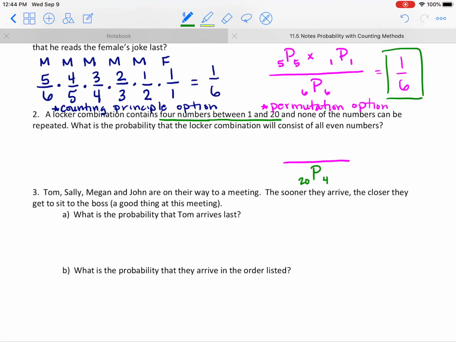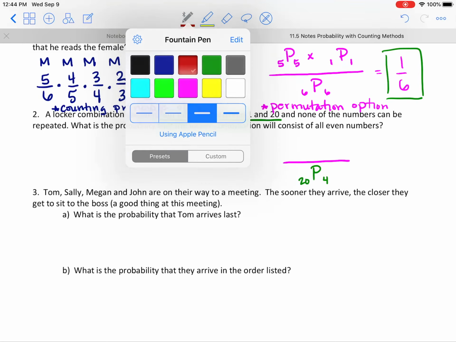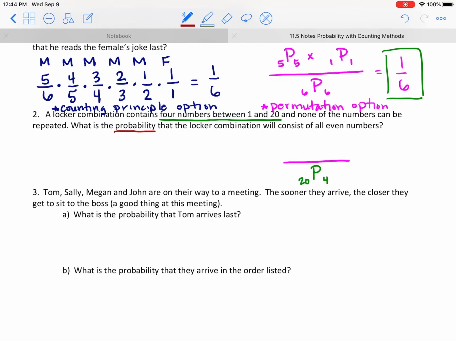Okay, that's the total. Now on the top of the fraction is what we're actually trying to figure out. We want on the top, the probability. So again, that tells us we need a fraction here. Probability, that's why I have the fraction here. Okay. What is the probability that's going to consist of all even numbers? So even numbers, okay? So on the top, it's a permutation of how many even numbers are there?